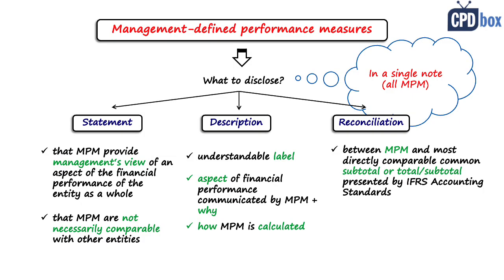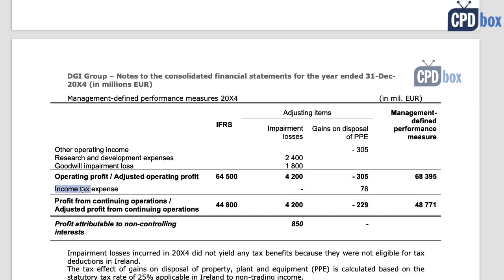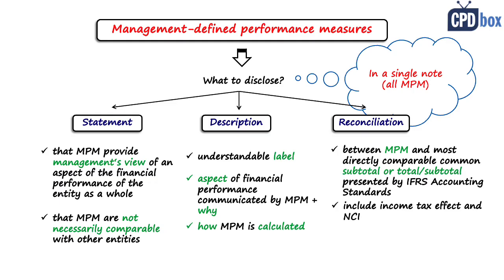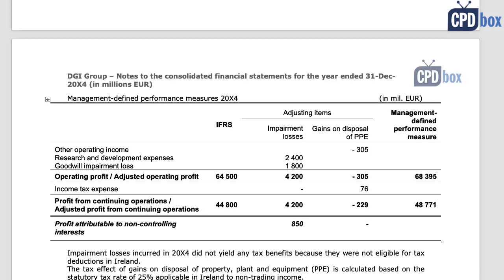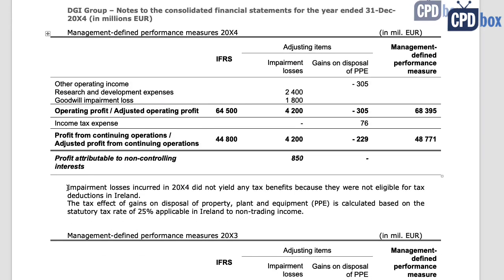It's also necessary to include in that reconciliation the income tax effect and the effect of non-controlling interest for each item in the reconciliation. So let me show you. We have the income tax expense line here. So you can see it affected only gains on disposals of property, plant and equipment. And then in the last line, we have the non-controlling interest part. Finally, we need to disclose a description of how we determine the income tax effect. And we have that description right below the table.